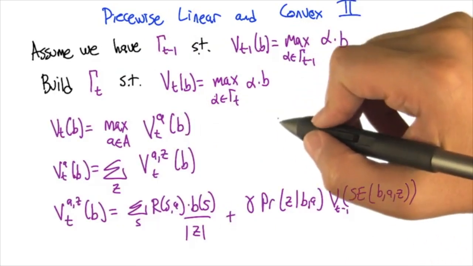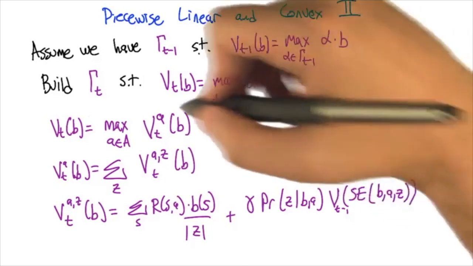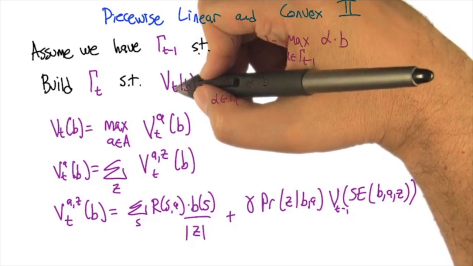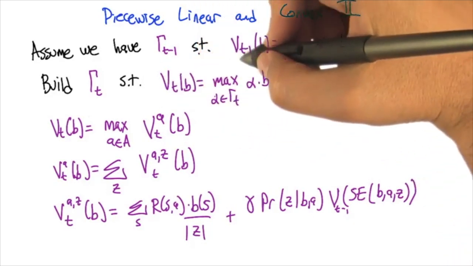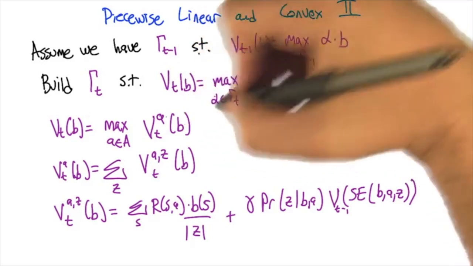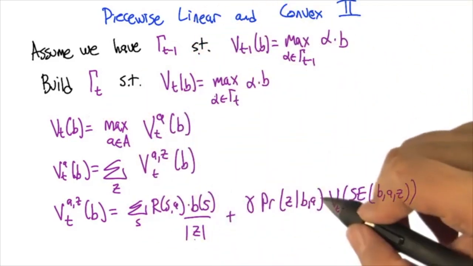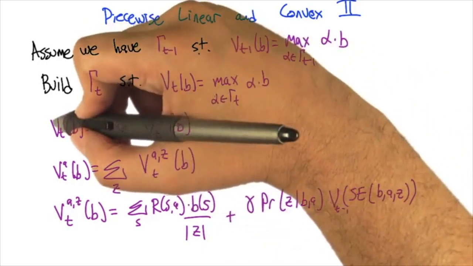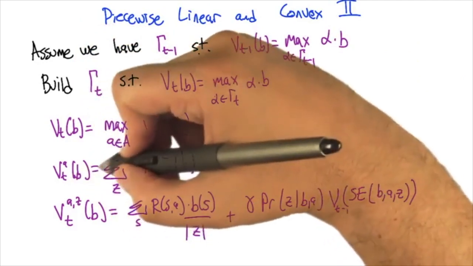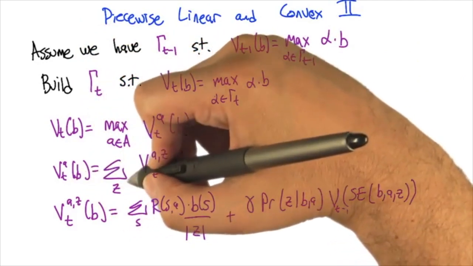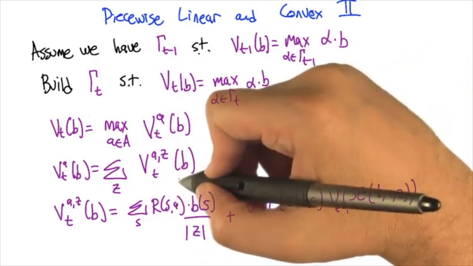And as you might expect, VT is defined using the Bellman update, the Bellman equation in terms of VT minus 1. So what we're going to do is structure things around that Bellman equation. I've broken up the Bellman equation into a series of steps. VT of B is the max over actions of something. What is that something? The something is the sum over all observations of something else.